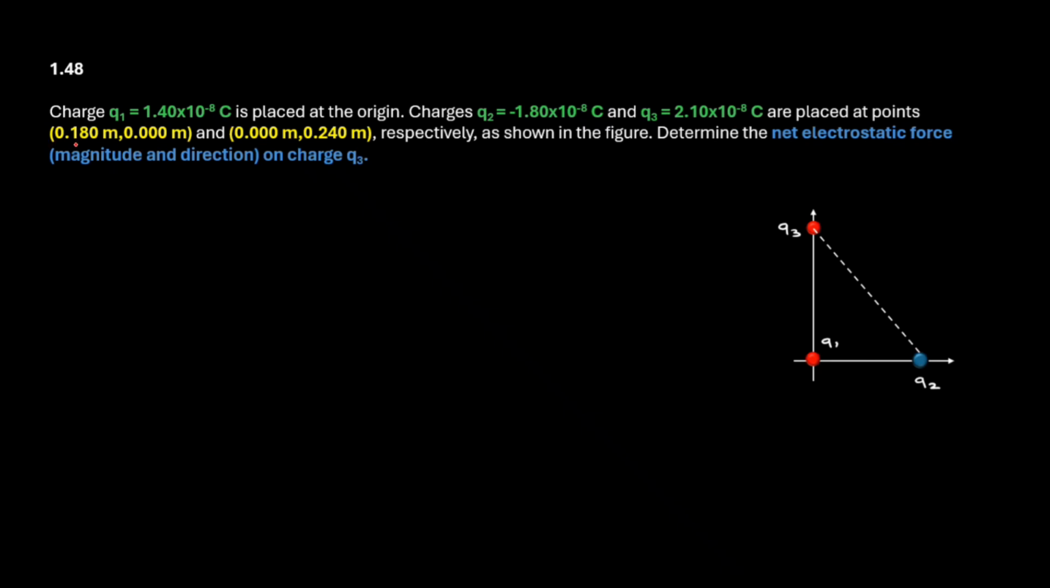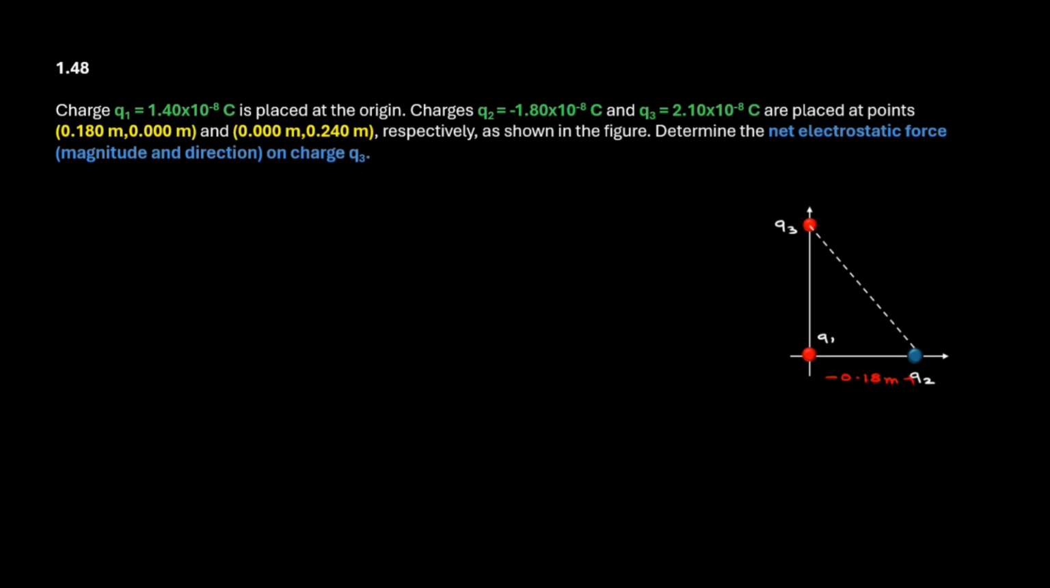So Q2 is placed at 0.180 meter on the x-axis, whereas its y-coordinate is 0. That means charge Q2 lies on the x-axis at a distance of 0.18 meter. For Q3, on the other hand, its x-coordinate is 0, whereas the y-coordinate is 0.240 meter. So Q3 lies on the y-axis at a distance of 0.240 meter. We need to determine the net electrostatic force, both magnitude and direction, on charge Q3.